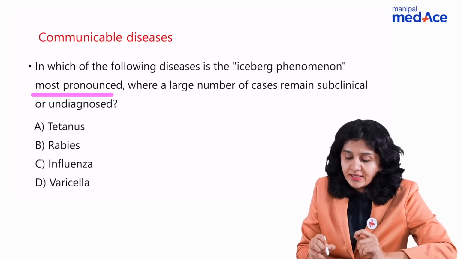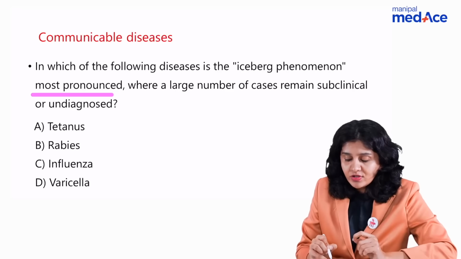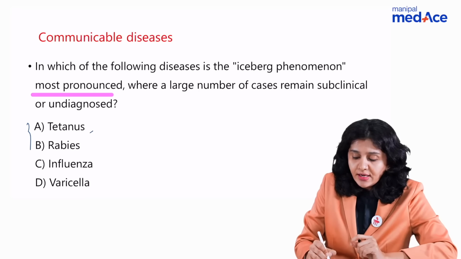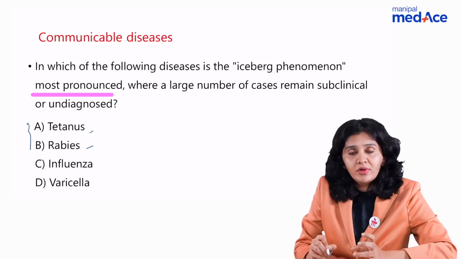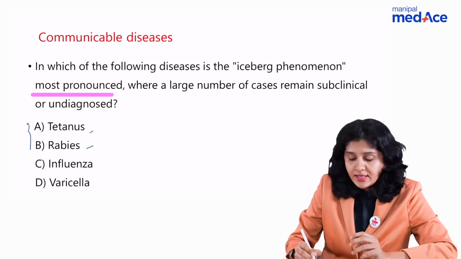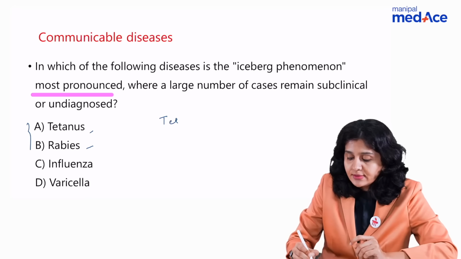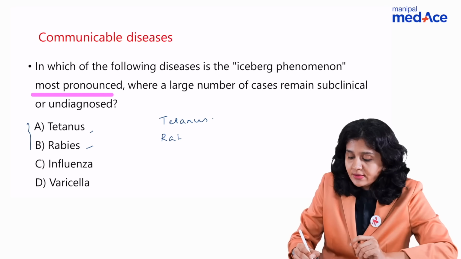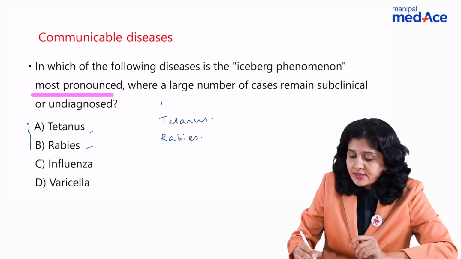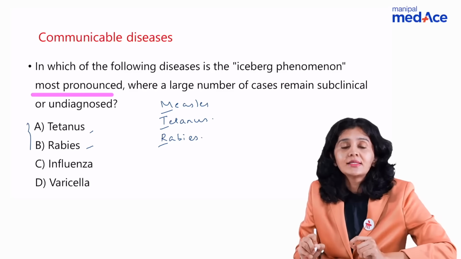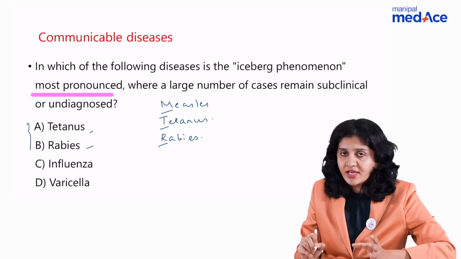So what are the options given? Tetanus, rabies, influenza, varicella. Here I'll easily rule out tetanus and rabies, because they do not show the iceberg phenomenon. There are no subclinical cases. There are 3 diseases in which there are no subclinical cases: one is tetanus, rabies, and the other one is measles. So MTR, in these 3 diseases, there are no subclinical cases, so there is no iceberg phenomenon.